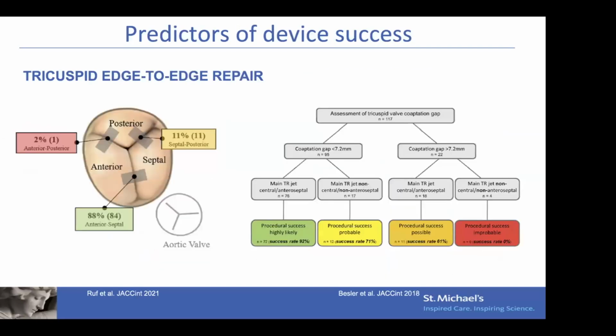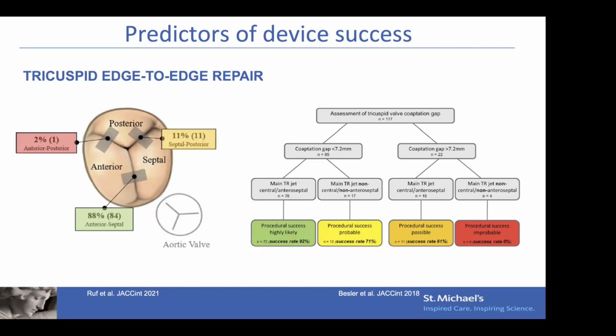with the intent of reducing the systemic congestion, which arises as a consequence of severe TR. Now, with respect to imaging and device selection, we know that there are a number of parameters that have been shown to predict procedural outcome in patients undergoing these procedures, particularly with respect to edge-to-edge repair. For instance, we know that an anteroseptal jet or anteroseptal pathology is more suitable for edge-to-edge repair than, for instance, a posteroseptal one, and anteroposterior is actually unfavorable for edge-to-edge repair.